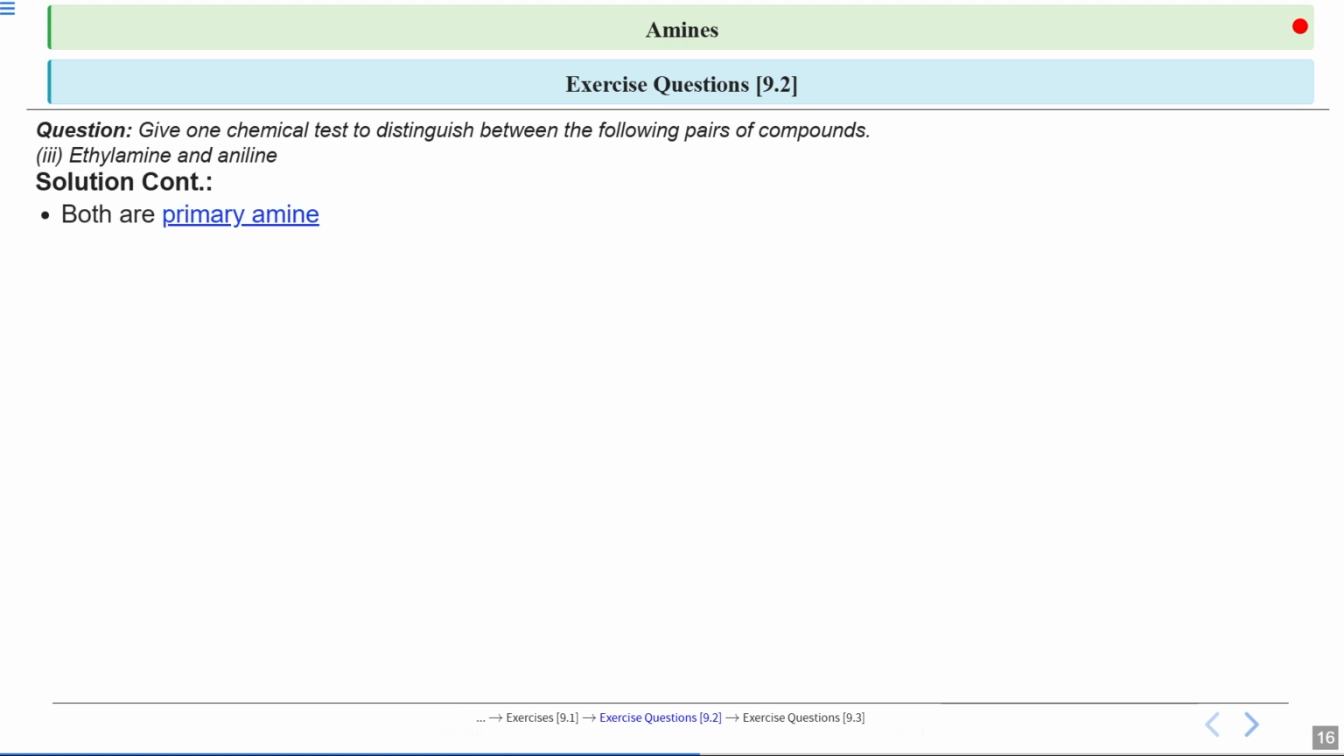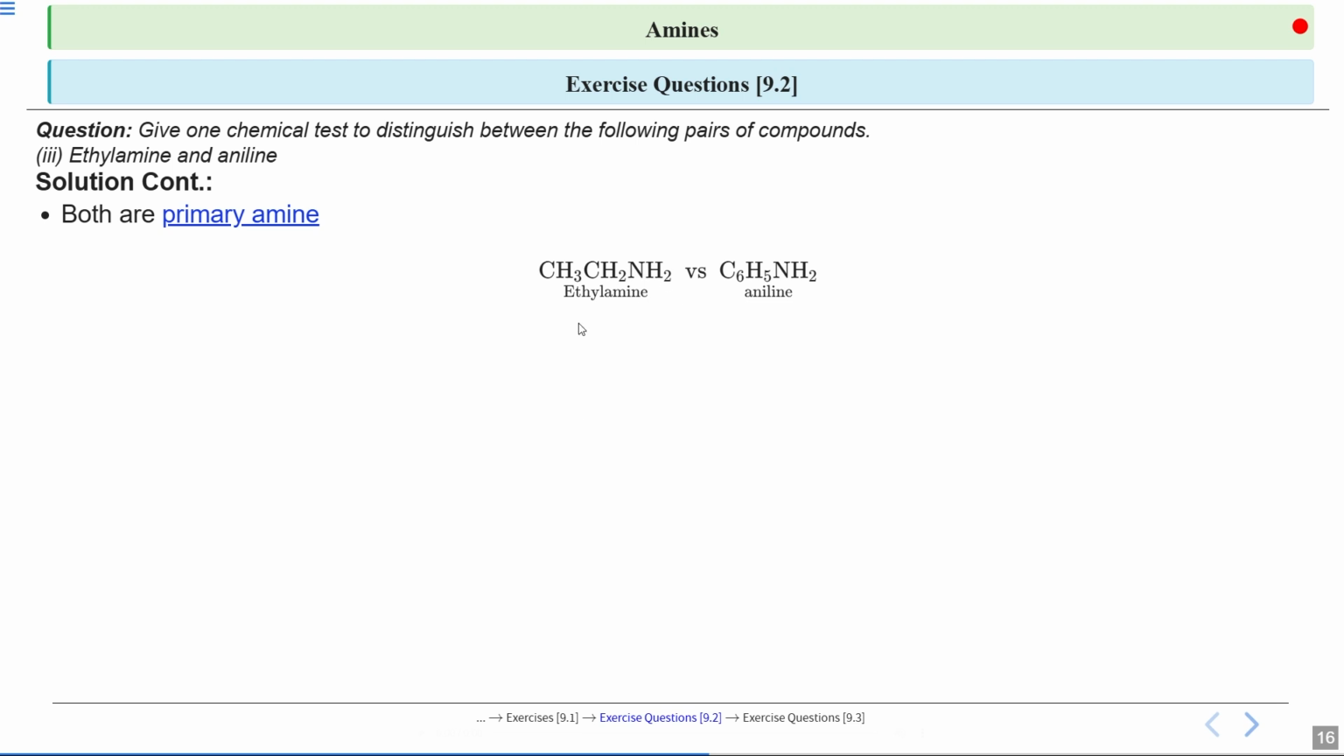Now we will see the third one, which is ethylamine and aniline. If you see, both are primary amines. In aniline, we have nitrogen attached to 2 hydrogen and 1 phenyl ring. And in ethylamine, a nitrogen is attached to 2 hydrogen and 1 ethyl group. So both are primary amines. Now you have to tell a test that distinguishes between them.